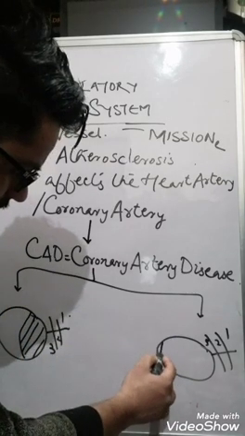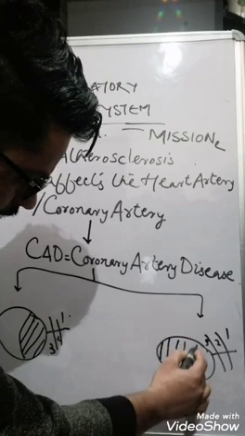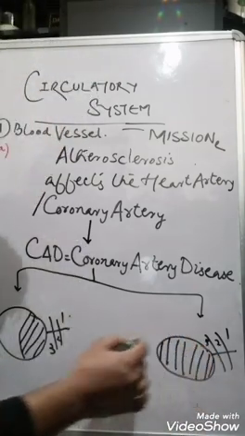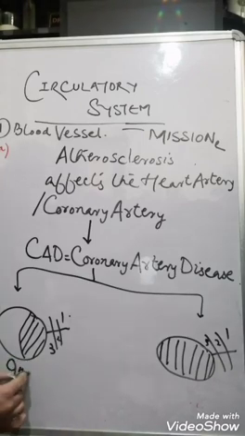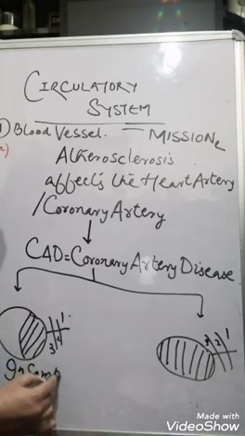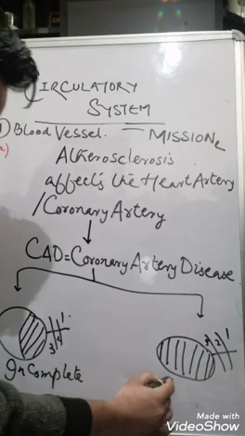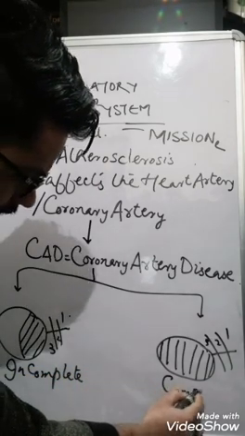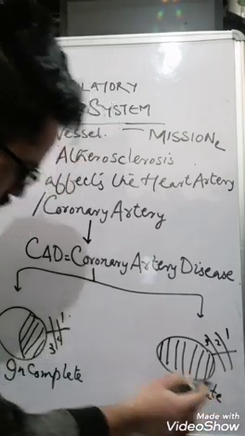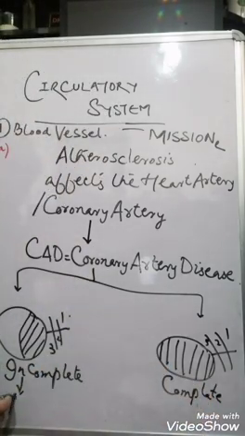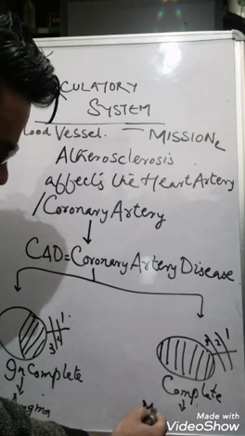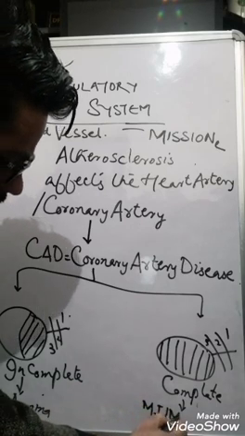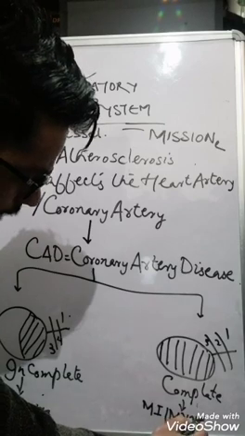And another is this type of CAD where the lumen is completely obstructed. So I can say this is an incomplete CAD, and this is the complete CAD. The incomplete CAD we call angina, and the complete CAD we call MI, or what we say as myocardial infarction.